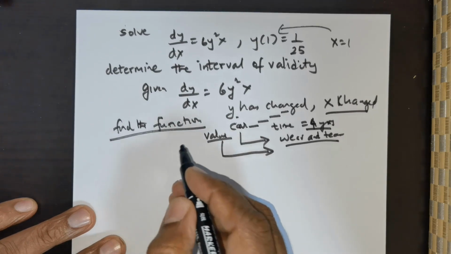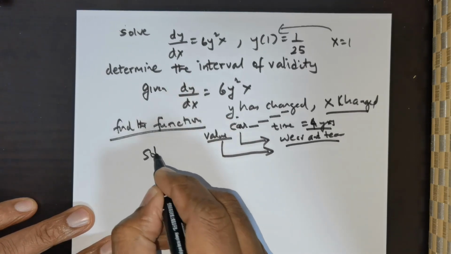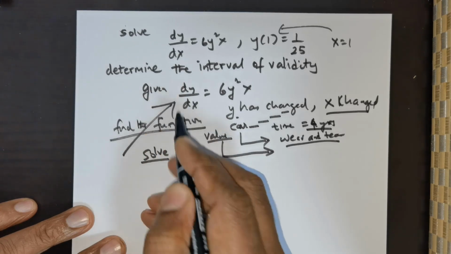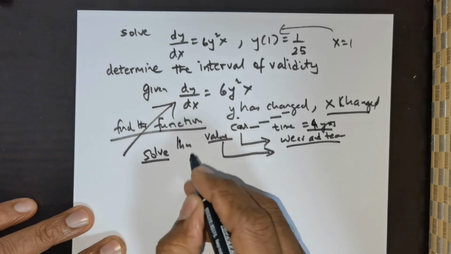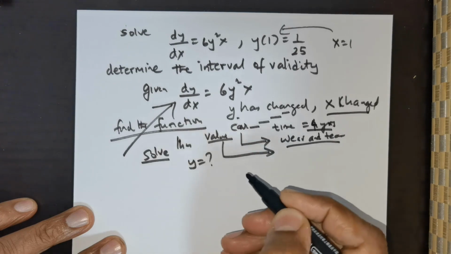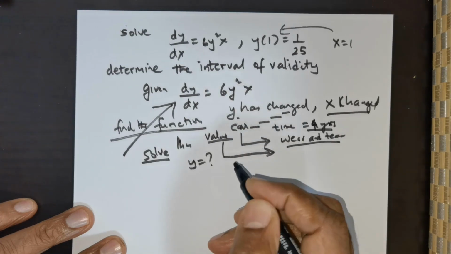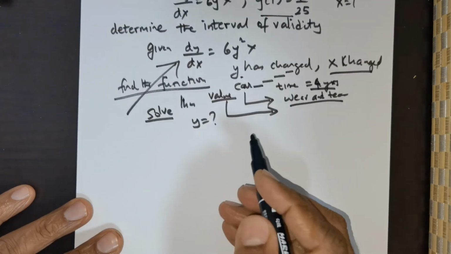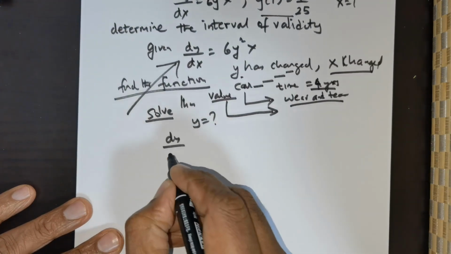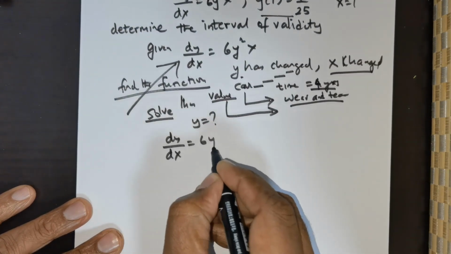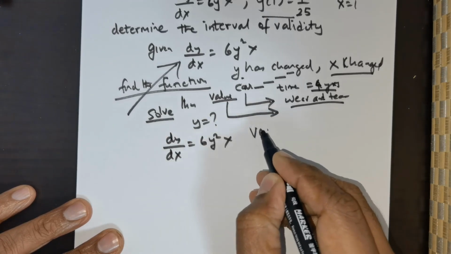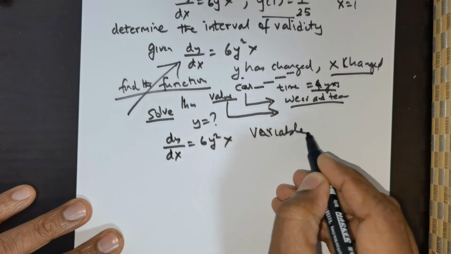Now I have to solve this. If I solve this, I will be able to get that original function y. That is the first stage. After that I will explain what this boundary condition means. Now since we are given this, let me consider dy over dx equal to 6 times y squared x. Now we are utilizing the variable separable method.